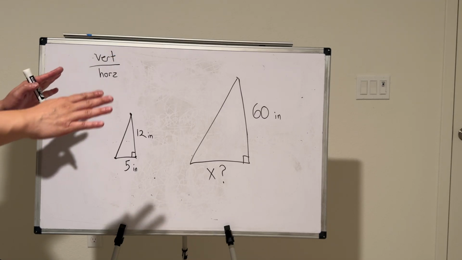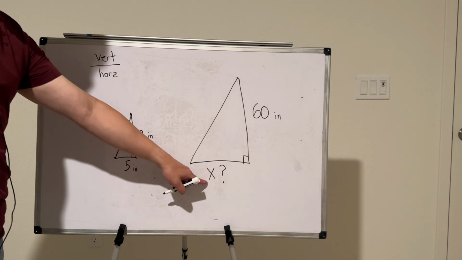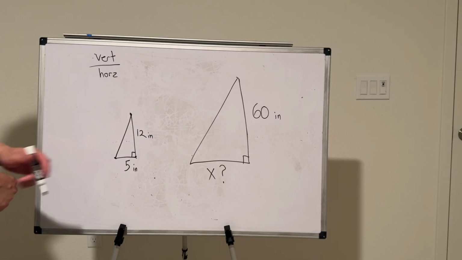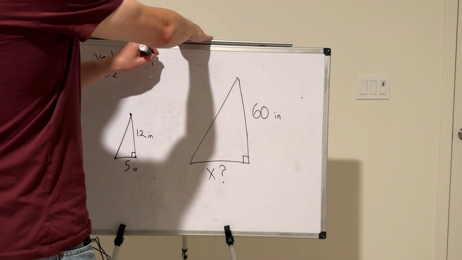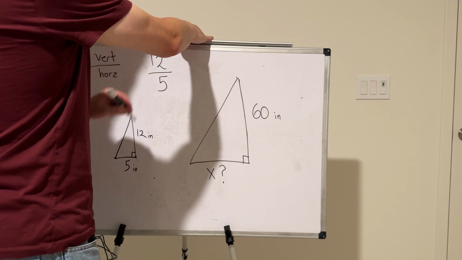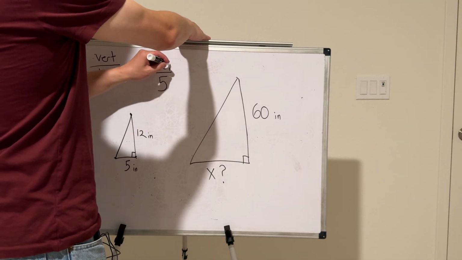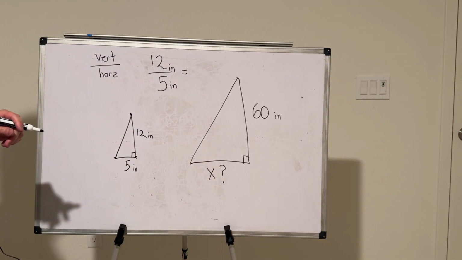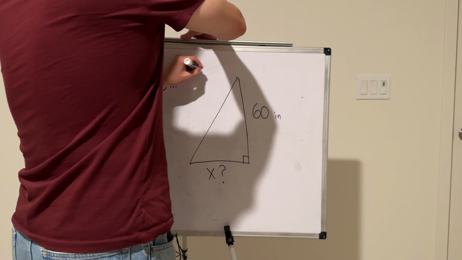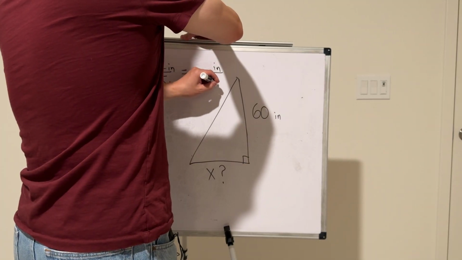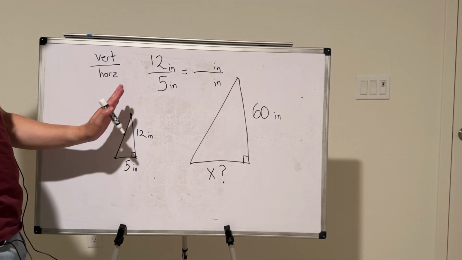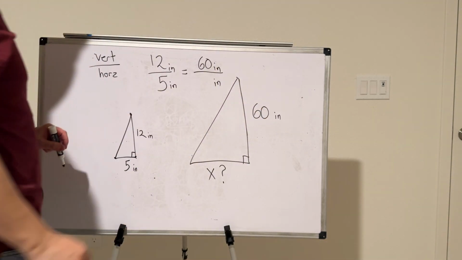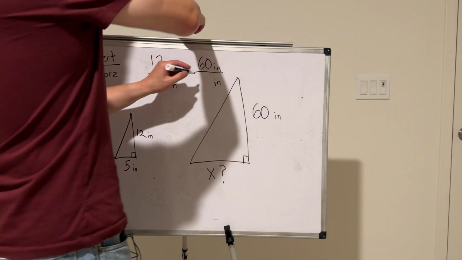So if I set up this ratio to solve for the length of the large flat side of the big triangle, it's going to be 12 over 5. So this is 12 inches over 5 inches is equal to inches on top, inches on bottom. We're comparing the 12 to the 60, so the 60 is on top. And the 5 corresponds with the x on the bottom.